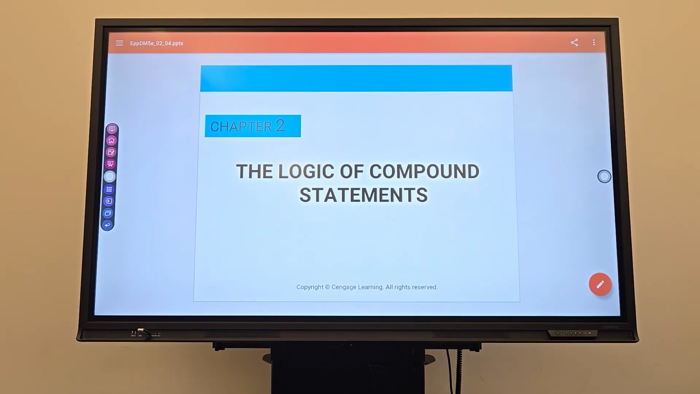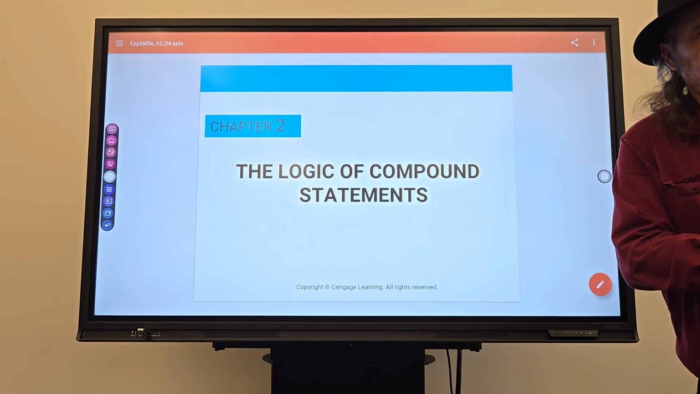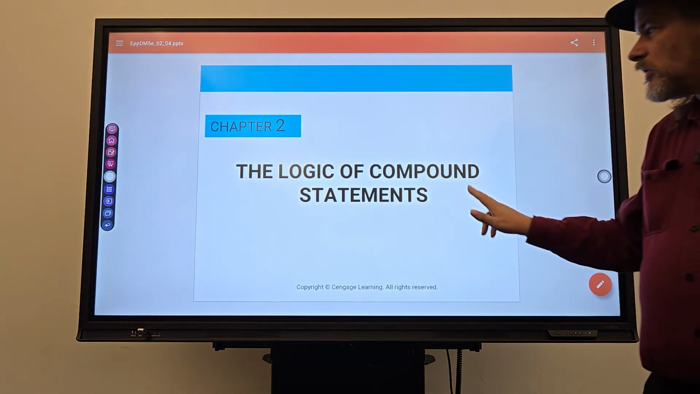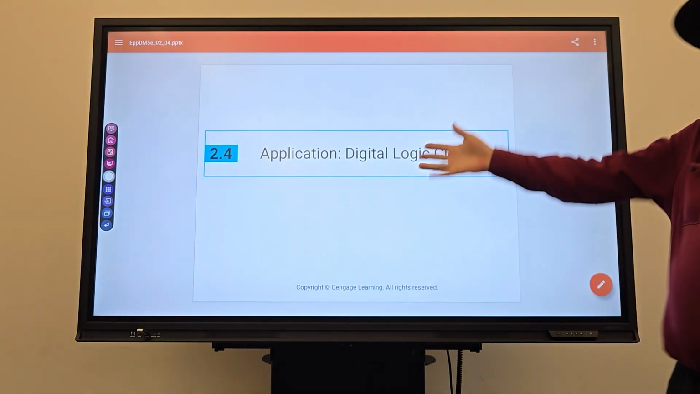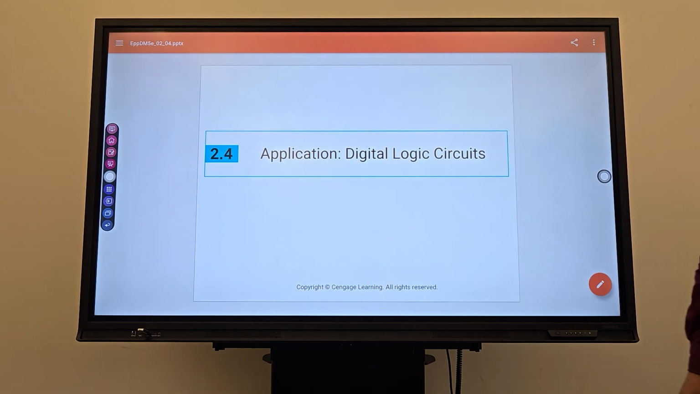This is just a review of what you learned in digital logic. It's just going to be going over stuff that you've already covered in there. Starting with digital logic circuits.